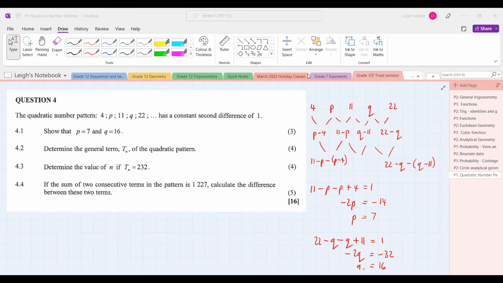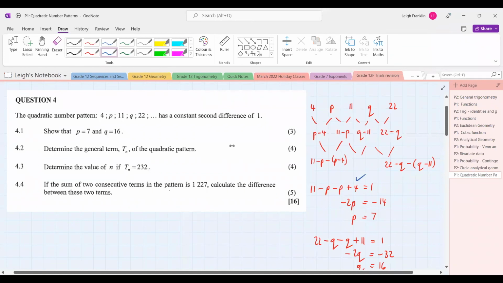Okay, so 4.1, they would have obviously given us marks for working out what this second difference was, making it equal to the 1, and then ending up with that. I don't know exactly where the 3 marks were allocated. I think there should probably be a few more than 3 marks there, but anyway, it doesn't matter. Okay, so that's question 4.1.